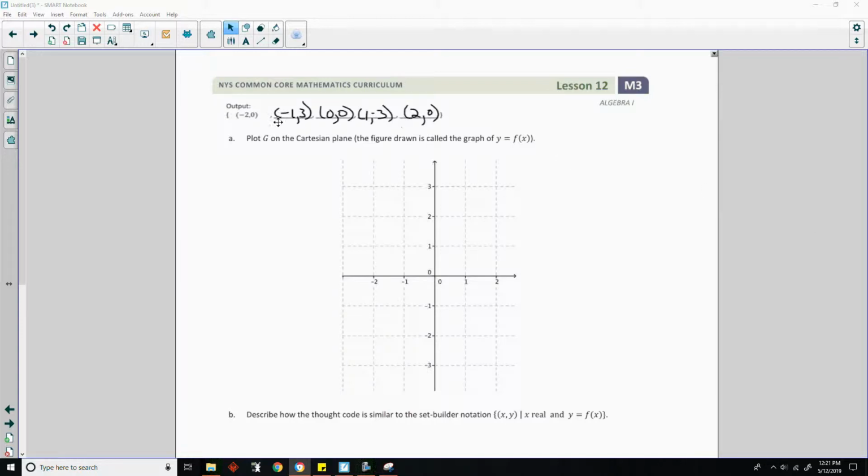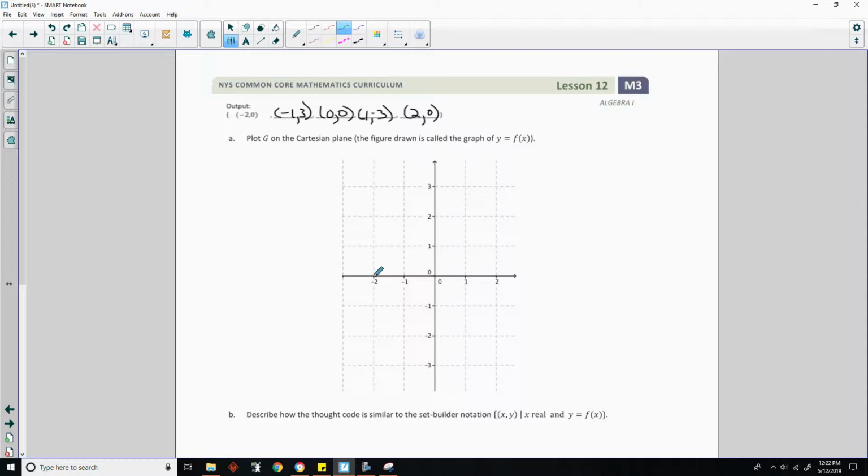Okay, page 5. A. Plot G on the Cartesian plane. The figure drawn is called the graph of y equals f of x. So I'll use green this time. We're going to plot the points that were in our output for the integers.